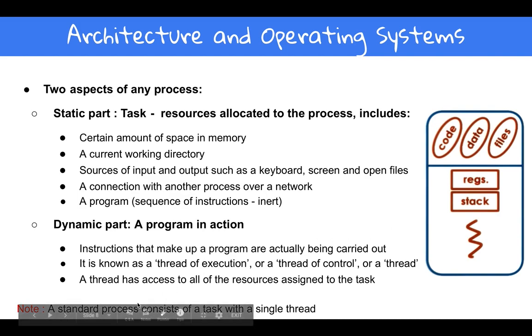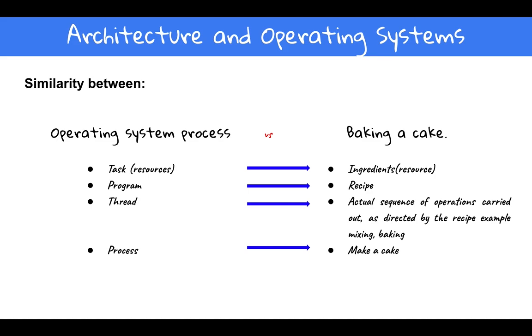A standard process actually has only one thread, but we have different types of them that I will explain. But definitely, it's got resources there. So maybe it doesn't make sense, and I thought of a better example. I found a really good example, which is comparing the operating system with baking a cake.